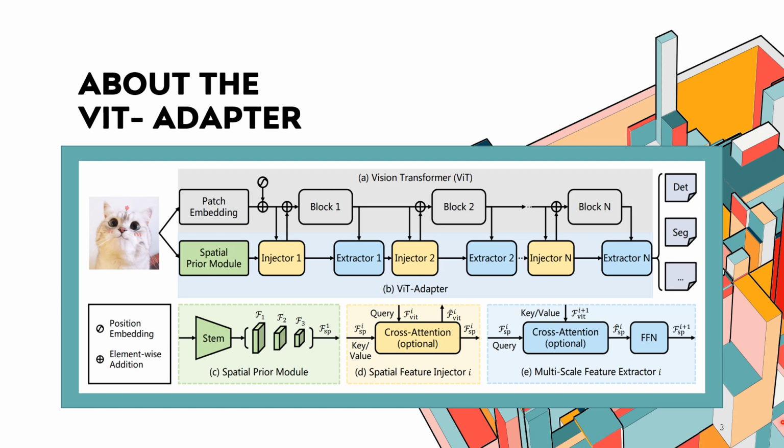The adapter uses the spatial prior module to convolutionally extract features of three different sizes. These features are then passed to the feature injector, where cross-attention is performed between the patch embeddings from the VIT and the spatial priors that have been extracted by the spatial prior module. The result of this interaction is injected into the patch embeddings before entering the first block of encoder layers.